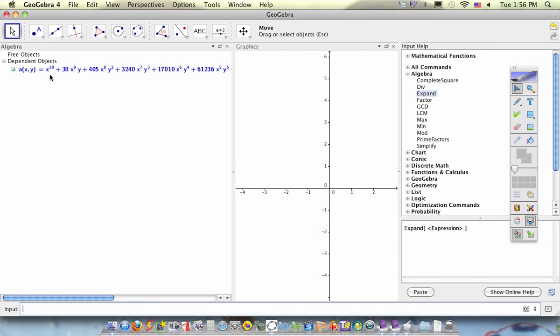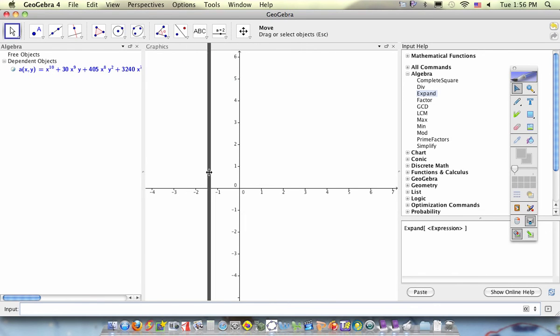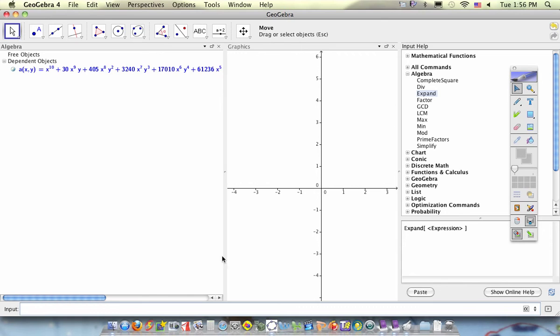And I've expanded. So now this tells me that there's one way to get all 10 correct. There's 30 ways you could get 9 correct and 1 wrong. 405 ways you could get 8 correct and 2 wrong. And 3,240 ways you could get 7 correct and 3 wrong. And if we scroll, you can see the rest of them. You can also make this window bigger and smaller so you can see more or less of the problem.